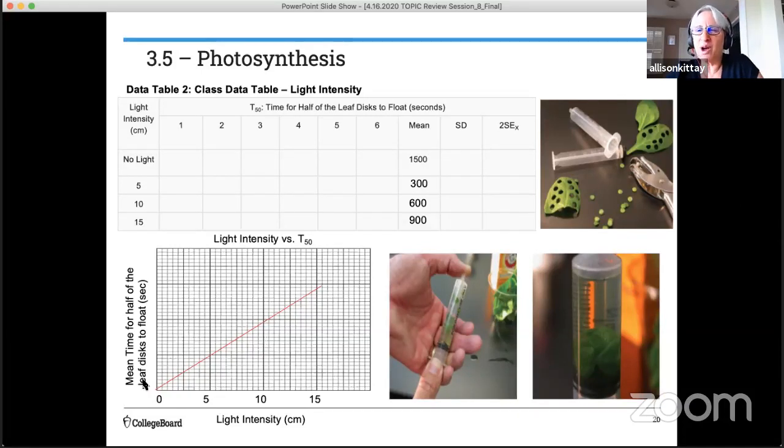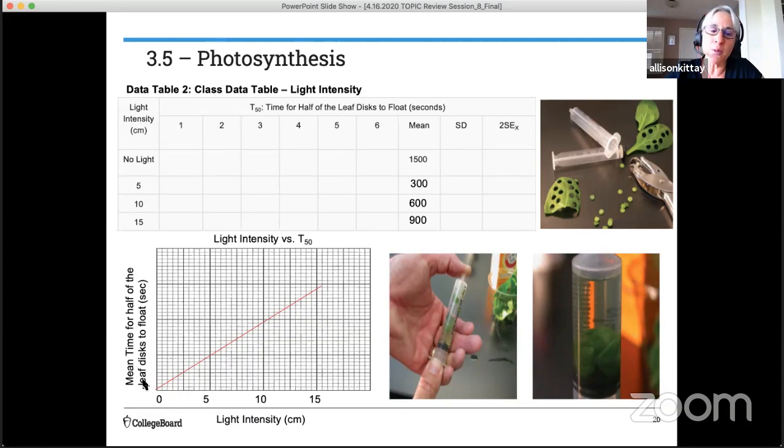And you're probably thinking, well, how do those leaf discs float? Once photosynthesis happens, right, the cells start taking in the carbon dioxide and they start producing oxygen. When they produce oxygen, it infiltrates those air spaces and it causes those leaf discs to become buoyant. And so they begin to float. And so it is a measure of the net photosynthetic rate.